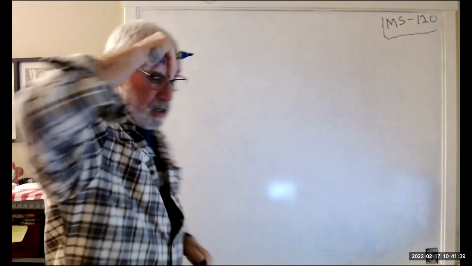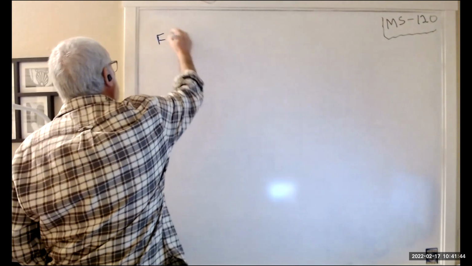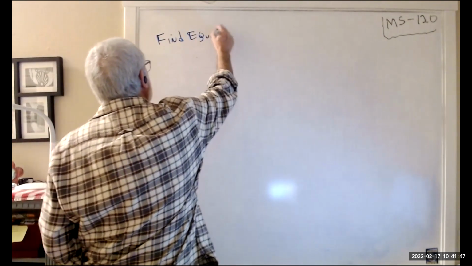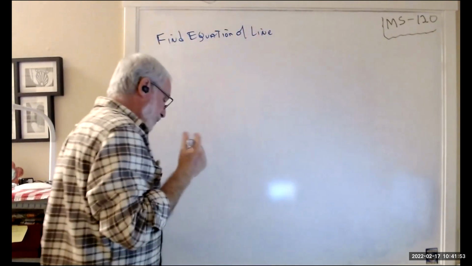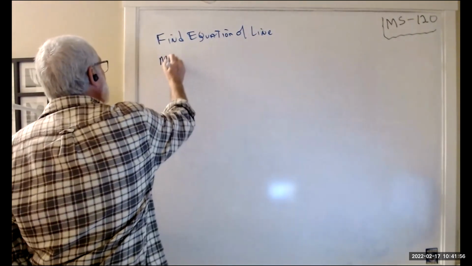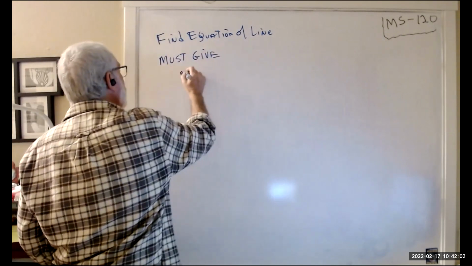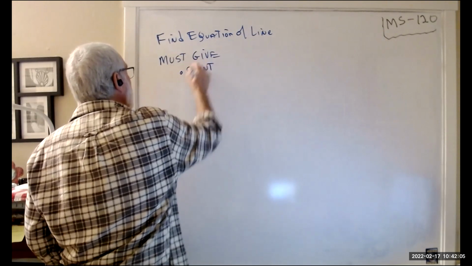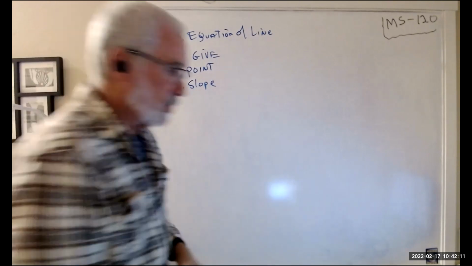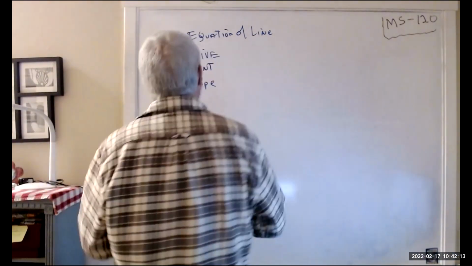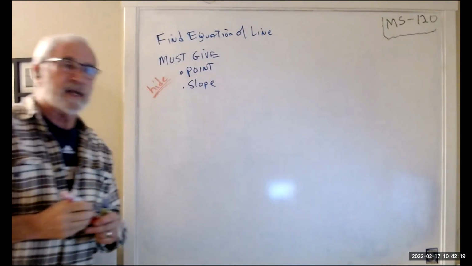But in chapter 4, one of the big ideas was to find the equation of a line. And I said that I must give you a point and I must give you a slope. I have to give it to you. There's no way you can do it otherwise. But I reserve the right to hide that information from you, hide it in the words.